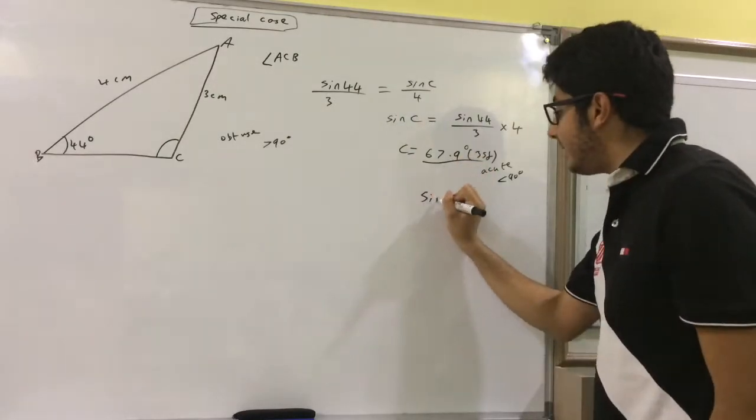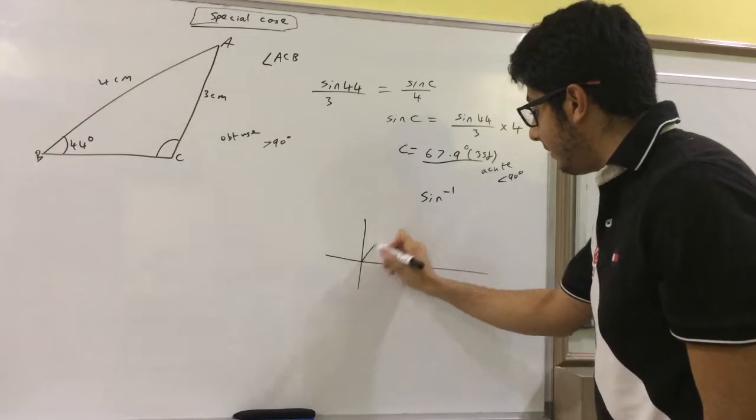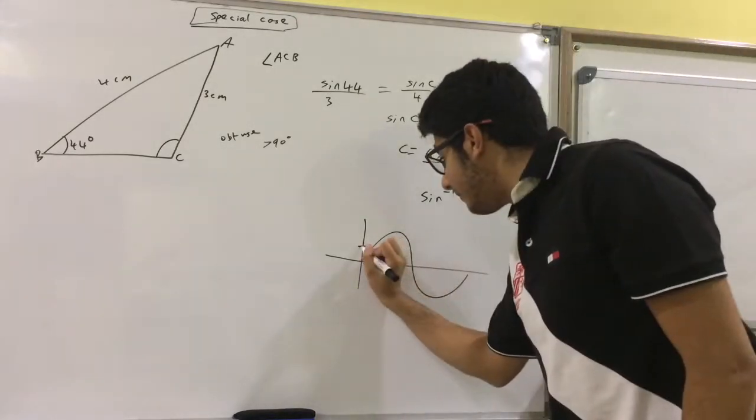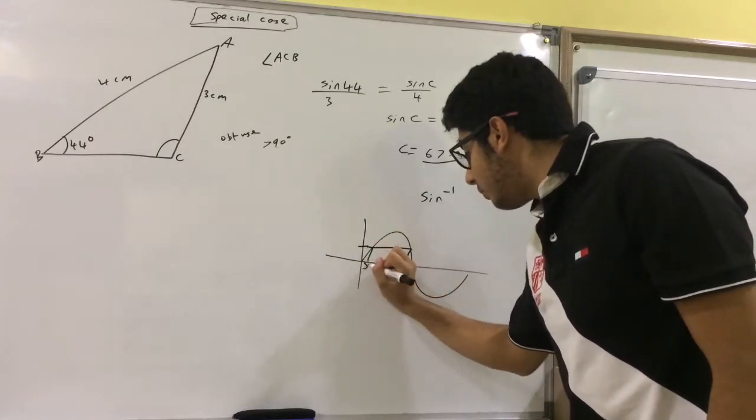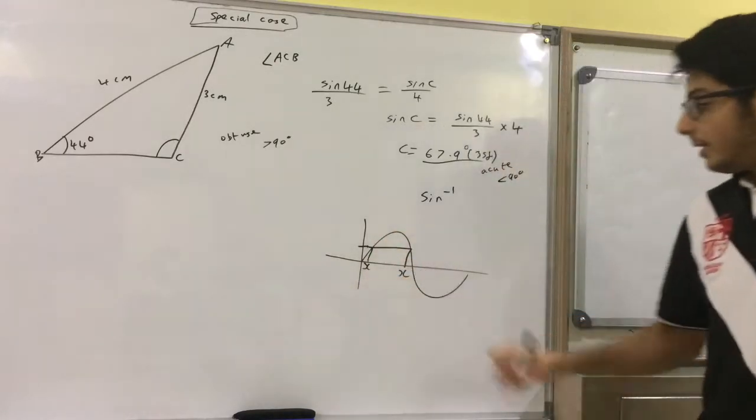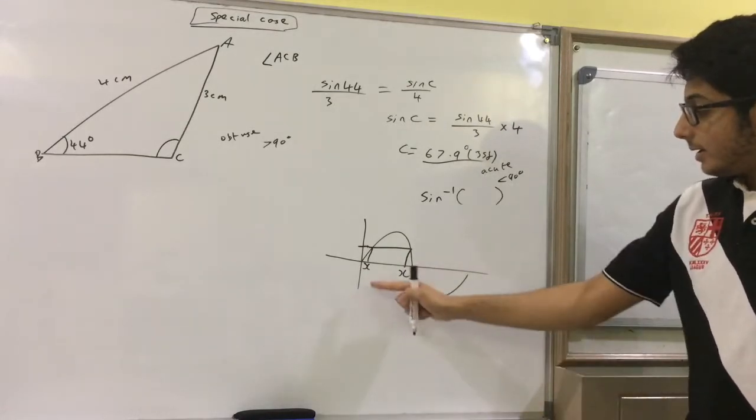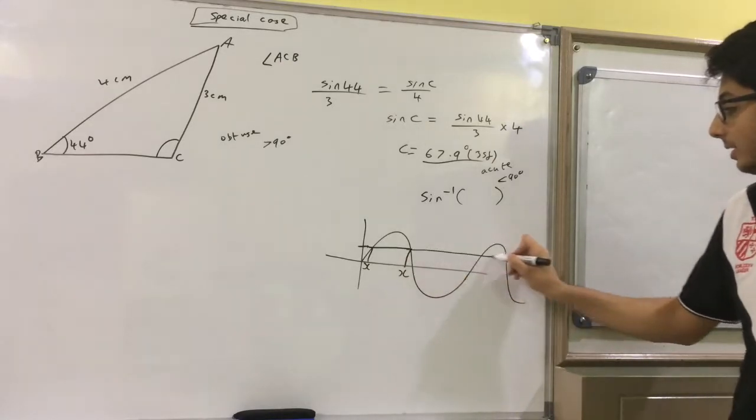Because you're using inverse sine, the sine graph looks like this. For one value, there's more than one x value. So inverse sine of whatever you have here can give you more than one answer. If you continue the sine graph, it can give you even more.